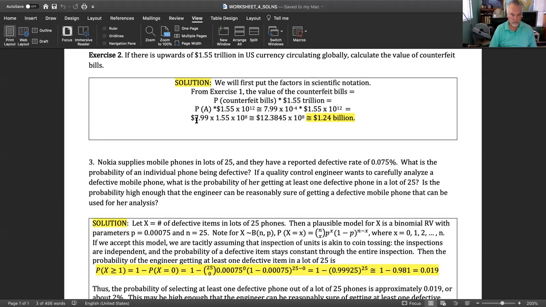And then we multiply 7.99 times 1.55. And that gives us another number, 12.38475 times 10 to the 8th. And now we can move the decimal place over to the left and then multiply by 10 to the 9th. And 10 to the 9th is billions. So we come out with approximately 1.24 billion in counterfeit currency in the world. Now, here I am using this funny looking equal sign, and what that tilde over the equal sign means is it's just an approximation. Okay.